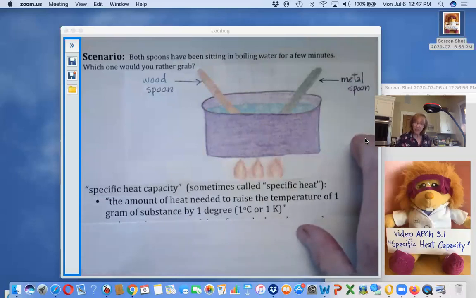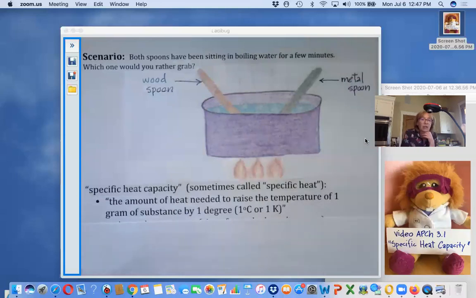So here's the definition. Specific heat capacity is defined as the amount of heat, that's usually measured in joules or kilojoules, the amount of heat needed to raise the temperature of 1 gram of that substance by 1 degree. Could be a Celsius degree or a Kelvin degree. Both of those have the same size.